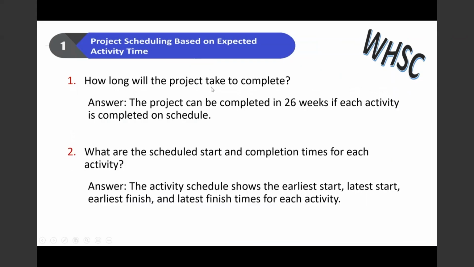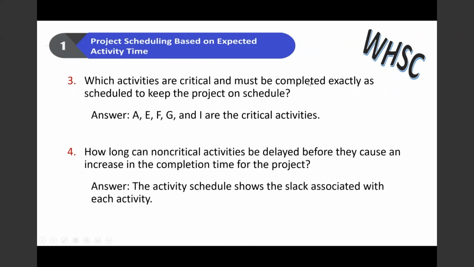Which activities are critical and must be completed exactly as scheduled to keep the project on schedule? So we know just now that activities A, E, F, G, and I are critical activities. Why are they critical? Because they don't have any slack. So we have identified A, E, F, G, and I as the critical activities.